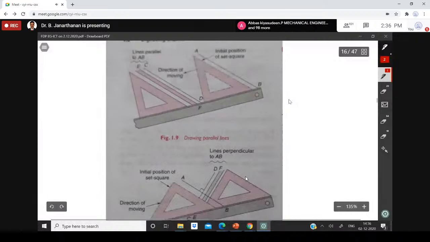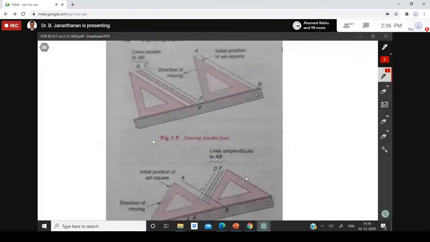So this is how you can draw the parallel lines. Sometimes it is very handy for students to use this when they do sectioning. When they have to draw parallel lines, they can use set squares instead of the mini drafter. So this is how to draw parallel lines, and this is how to draw the perpendicular line. So one line they can draw, this AB. Then if they want to make a perpendicular to this AB, they can use another set square like this for drawing these perpendicular lines.